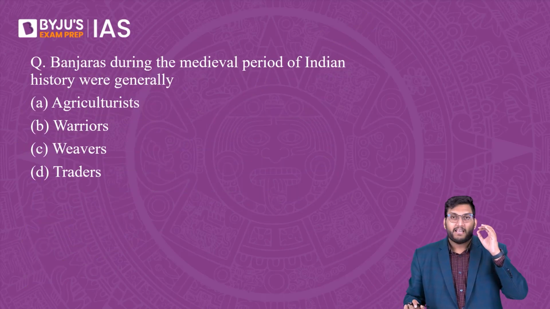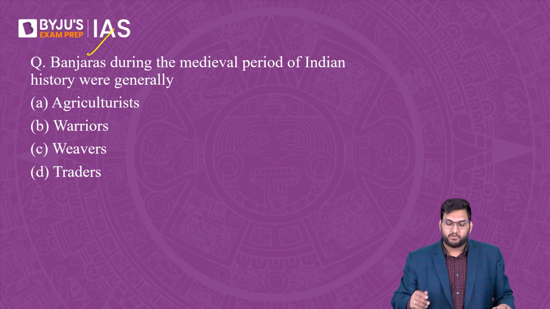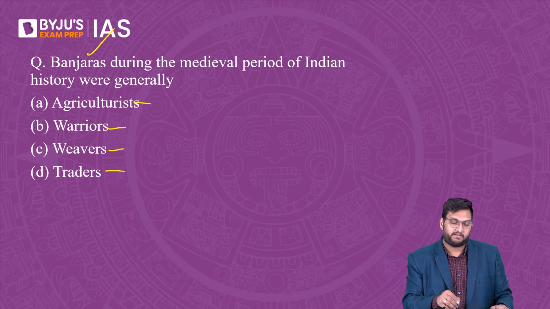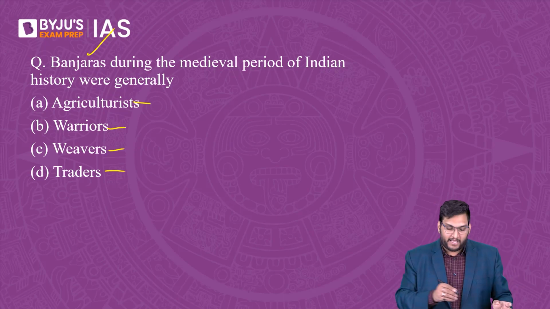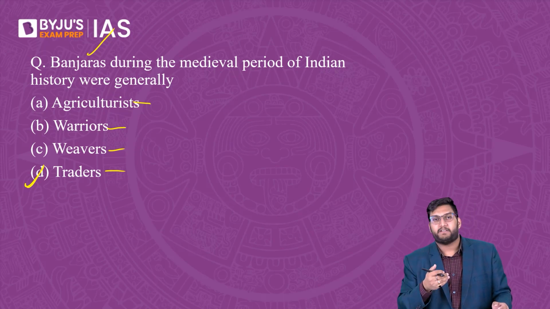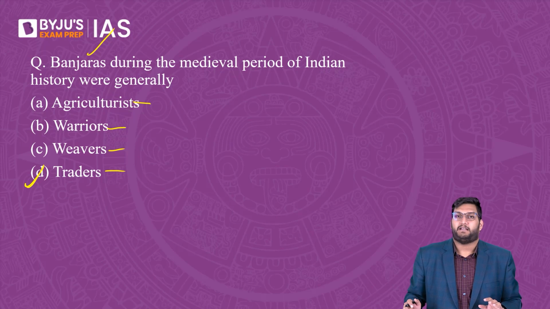So, last question which we discussed to understand the nature are these very, very easy basic questions. Free 2 marks, which is Banjaras during the medieval period of Indian history were generally agriculturists, warriors, weavers, traders. Banjaras till today are traders and they're known to be nomadic traders. We have reference to this in Alauddin Khilji's market reforms. And this is again a question which if you leave, you're doing a crime. It's a very easy question in that regard.